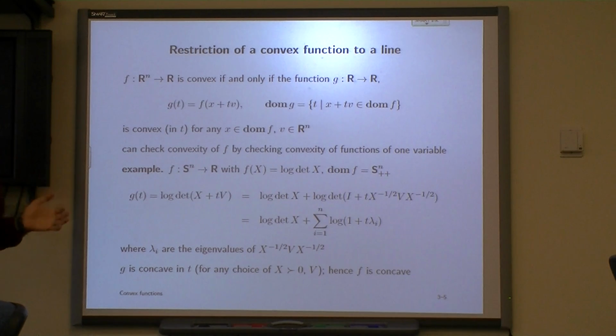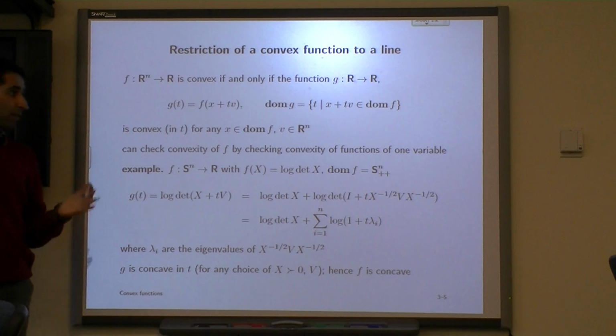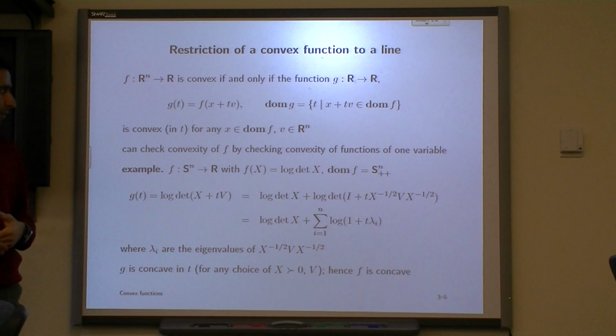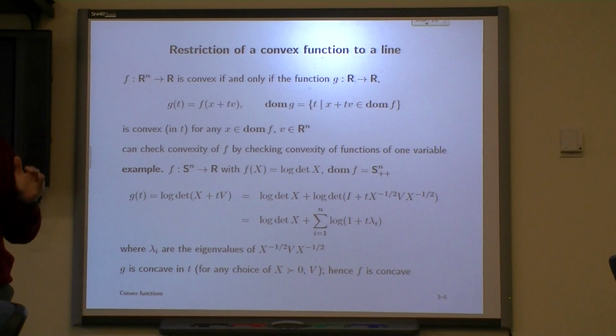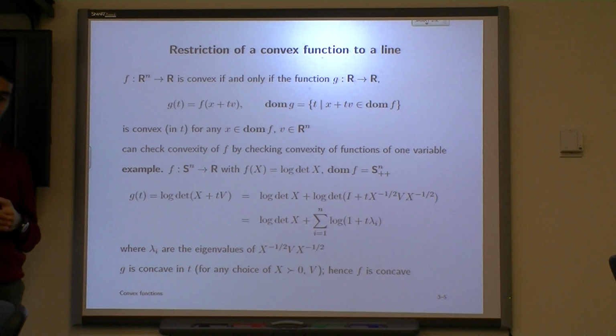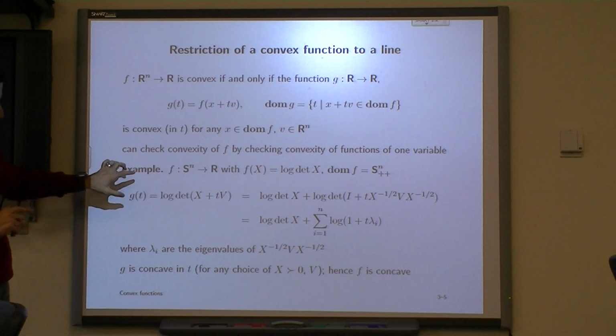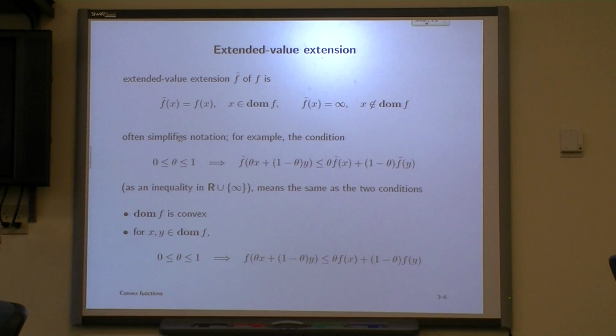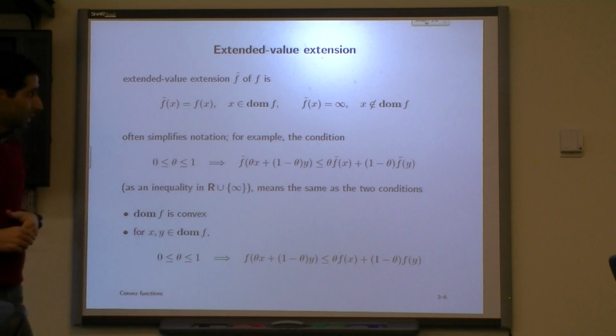One thing that we talked about is the restriction of the convex function to a line. If we have a function that we restrict to a line and it's still convex, the function is convex if this restriction can be done for any given line. We had some examples and we proved the properties, and we talked about the extended value extension.